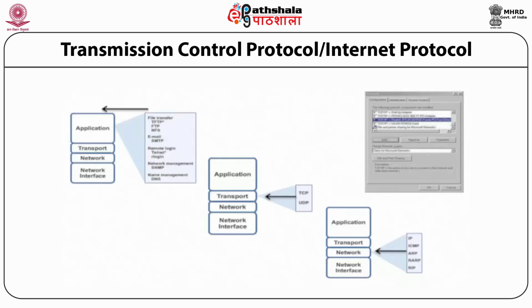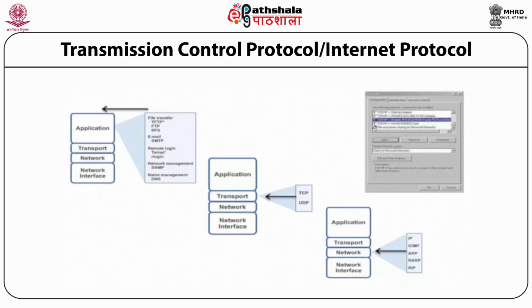The transport layer has two major protocols, TCP and UDP. UDP uses datagram packets, and TCP generally uses packets. In TCP the packet size is not restricted. So UDP packets and TCP packets are created in the transport layer. And in the network layer, as you can see on the right side, there are IP, ICMP, ARP, RARP, RIP. All these are the protocols in the network layer.